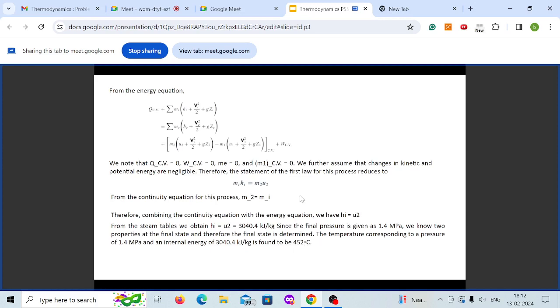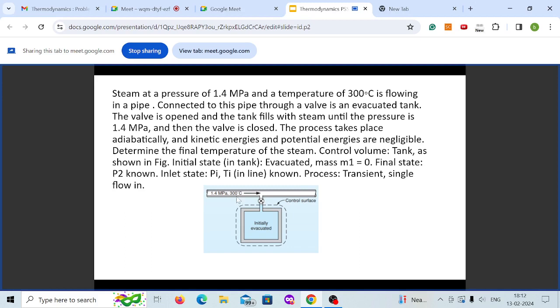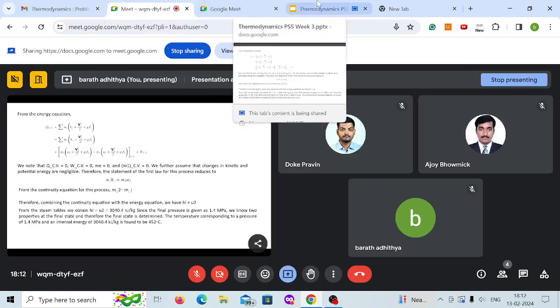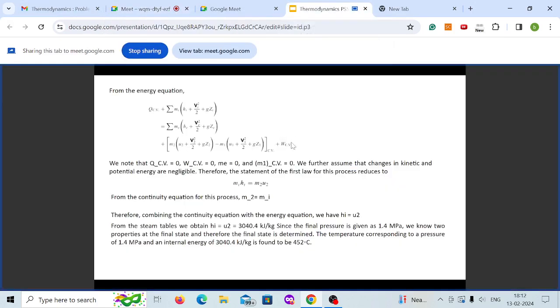So if we see, initially the steam was at 300 degrees Celsius. When you are filling it in the tank, your temperature has risen from 300 to 452 degrees Celsius. So that's an increase of 152 degrees Celsius. So is this clear?